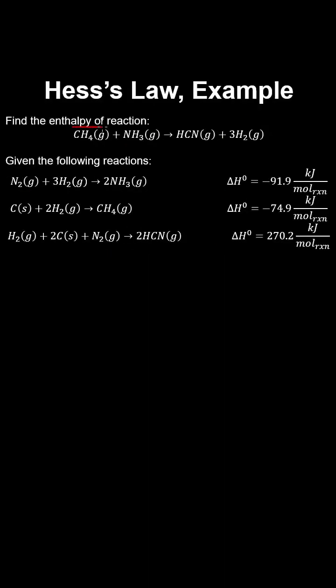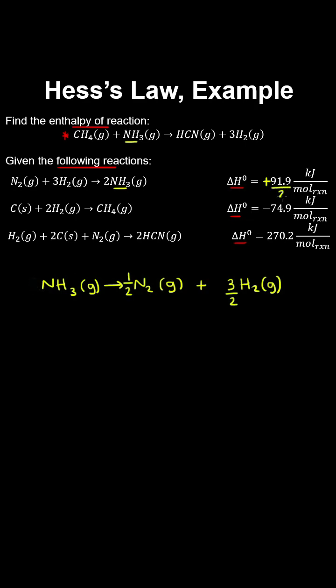Let's find the enthalpy of this reaction given the following reactions with the following enthalpies. So here ammonia is on the right hand side, but it's on the left hand side in the overall reaction. So what we do is reverse this reaction by flipping the reactants and products. So we flip the sign of the enthalpy, and we have 1 mole of ammonia, so we need to divide this by 2. And we thereby divide the enthalpy of this reaction by 2.